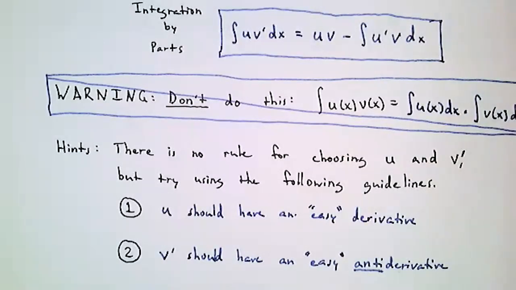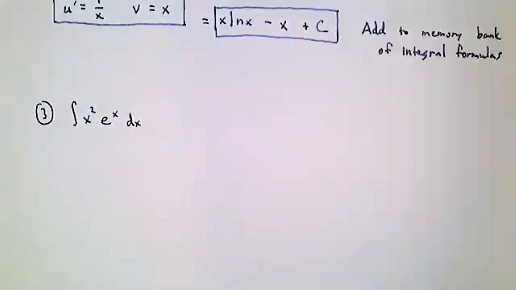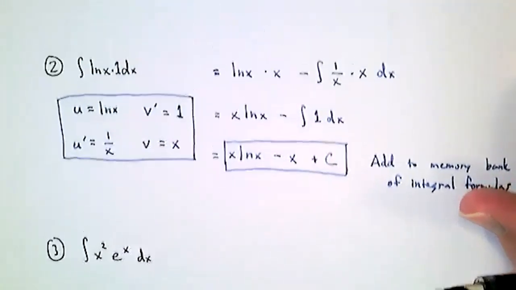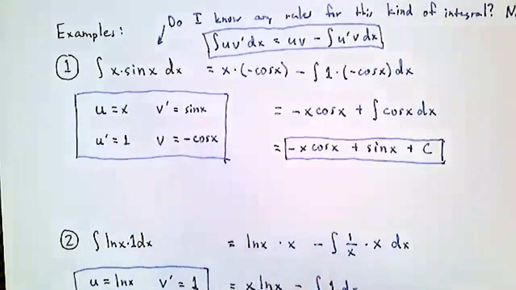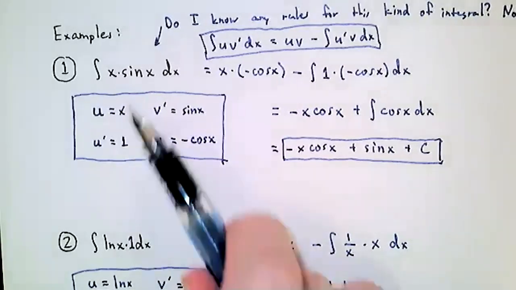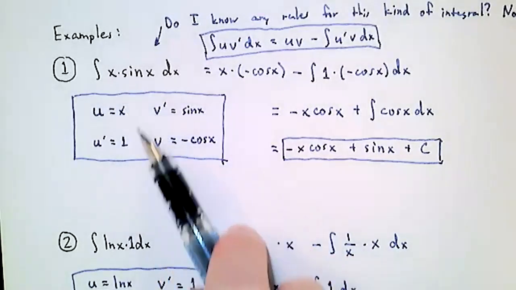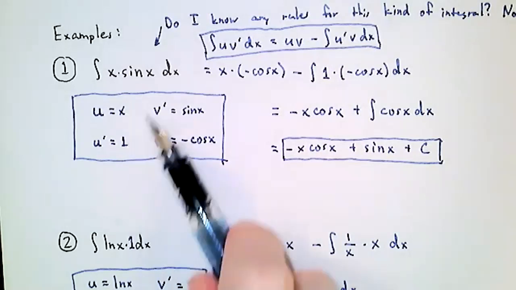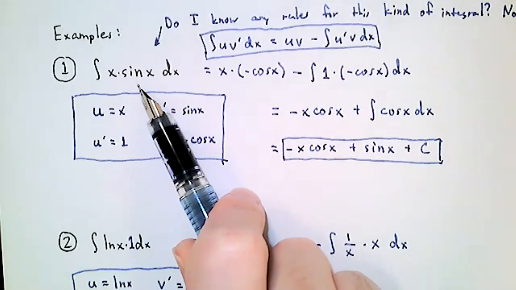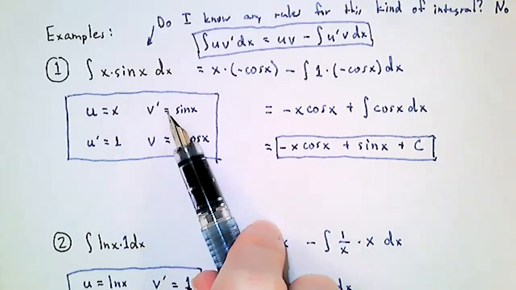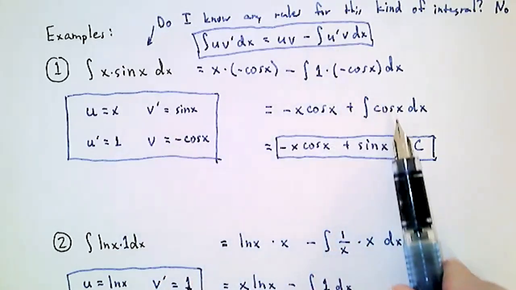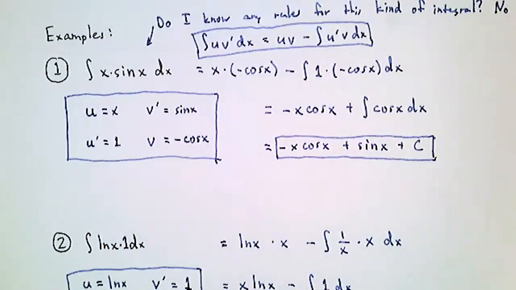And we saw that in a couple examples last time, and then we're going to work through a few more this morning. So in this first example that we did, we were looking at the integral of x times sine x. And we know that x has a really easy derivative. It's just the number 1. And sine x has a fairly simple antiderivative, minus cosine. So when we made this choice of u and v prime, we were able to simplify our integral to get to an answer.